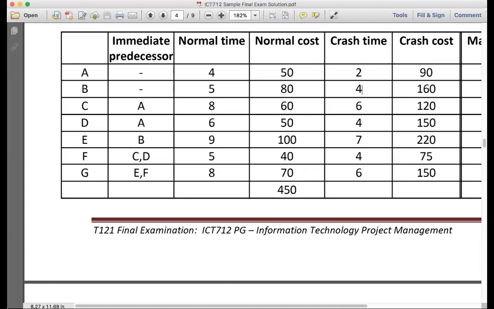Rukaya, welcome. Can you tell me how many periods I can crash activity G? It's 2 periods. And how much is it going to cost me? 80 for 2 periods. What about for 1 period only? 40, because it's 80 divided by 8 minus 6, which is 40. Well done, guys. You're doing a great job.